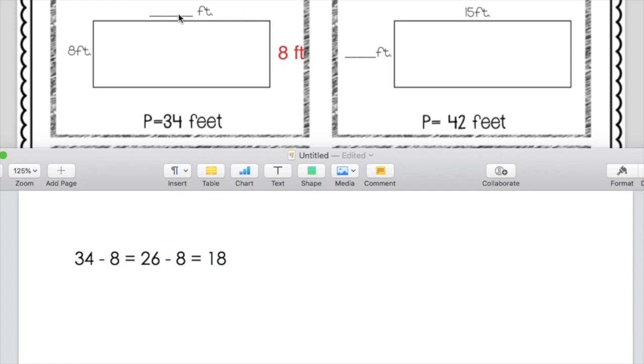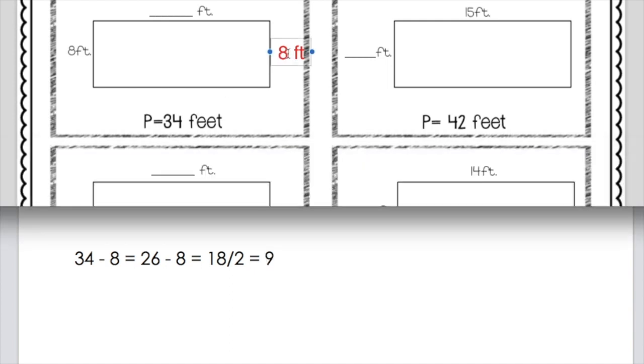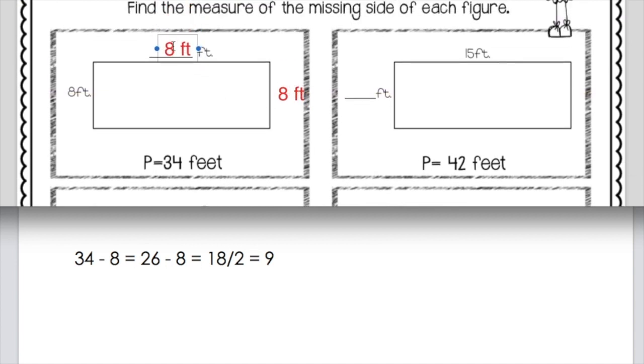So again, since we're working with a rectangle, both sides need to be equal. We can divide it by 2 because 18 has to be split between this length and this length. So 18 divided by 2 gives us 9. So that means that this side is 9. And so is this side. We can check our answer by adding up all of the sides.